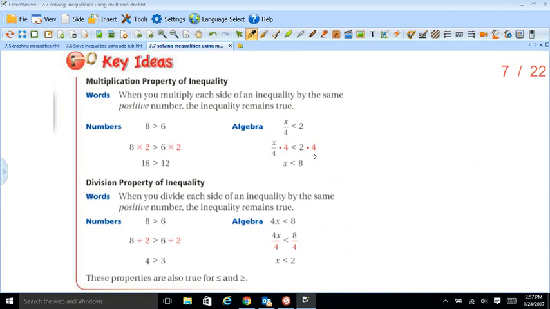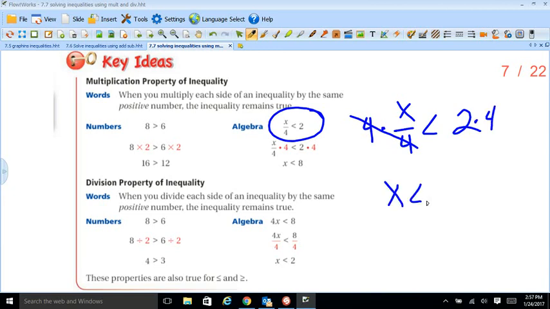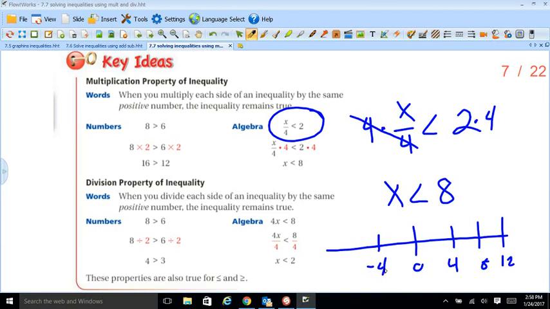Situation with division. x over 4 is less than 2. Again, x by itself, how do we do that? Multiply by 4 to both sides, we end up with x is less than 8. If we need to graph it, there's 0, we'll call that 4, 8, 12, I'll call that negative 4. x is less than 8, not including 8. 8 doesn't get to go on the ride, so I have an open circle on 8, and all the numbers to the left, less than 8. Shaded in with the arrowheads.